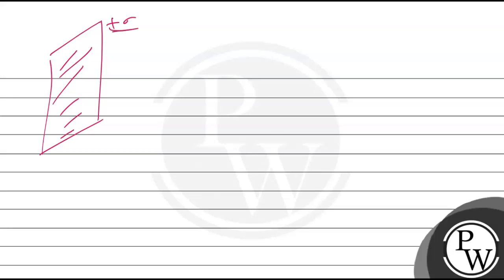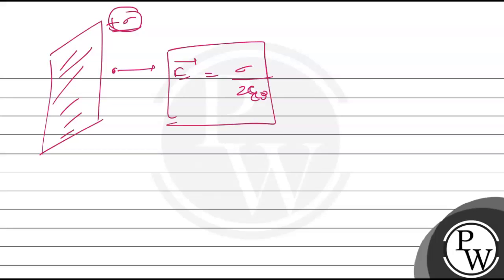This is the surface charge density of this sheet. So the electric field can be written as E equals sigma upon 2 epsilon naught. It is not dependent on the distance from the sheet. The direction is in the n cap direction. What is n cap direction? This is the direction of the area vector.